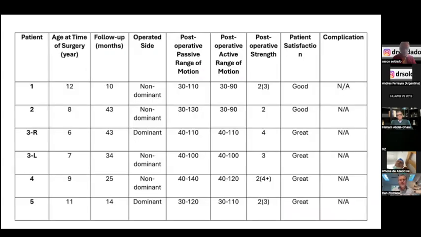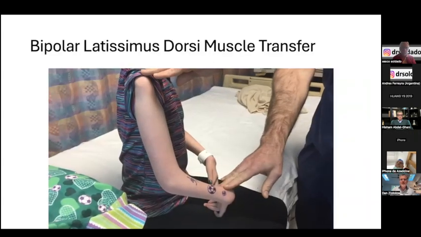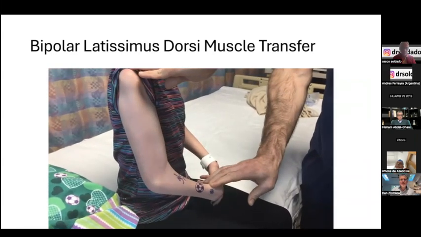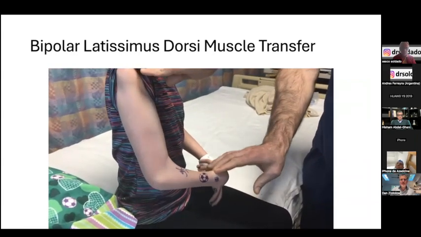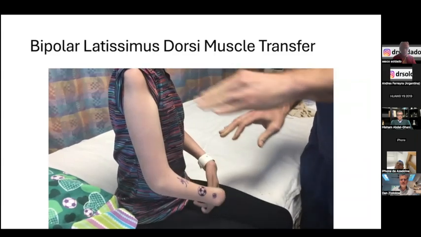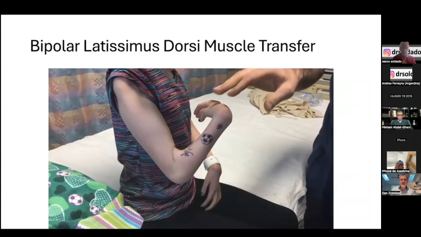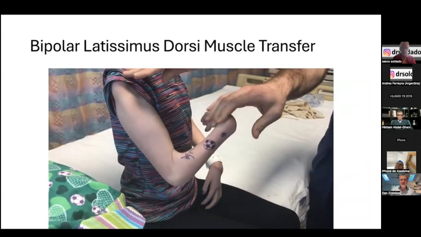We published our results and most patients were able to get at least 3 out of 5 strength, and they were all happy with it. Here's one bilateral bipolars, and you can see really good strength. And here's their other side. There you go. And that's real anti-gravity strength.